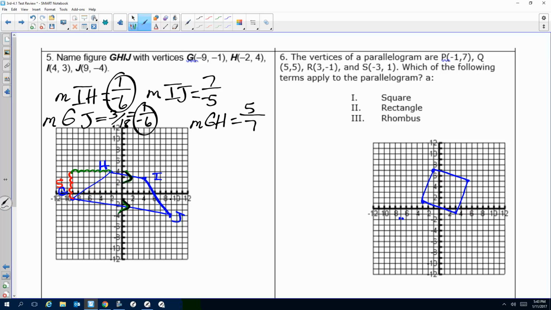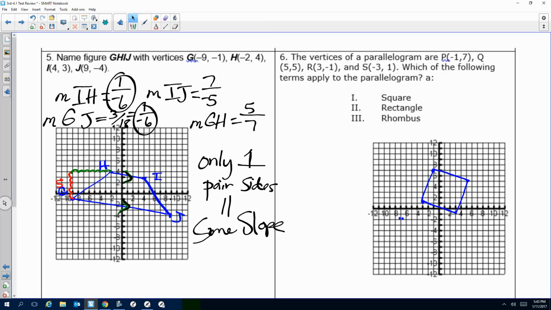And these two are not the same. They're not parallel. They are opposite reciprocals of each other. So eventually they would be perpendicular. So we show at least only one pair of sides parallel because they have the same slope. That's what we're looking for.